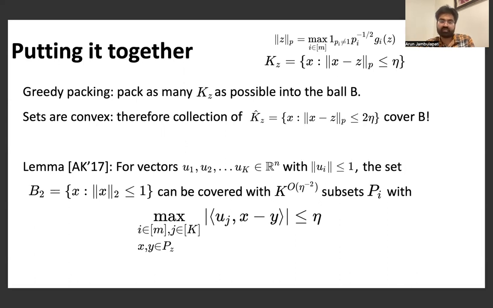Our main workhorse lemma for proving bounds on the number of sets in a greedy packing, and therefore a greedy covering, is this lemma from Alon and Klartag from 2017, which says that given some vectors in R^n which have unit norm, we can cover the unit Euclidean ball with some number of subsets p sub i, where every subset p sub i has small inner product radius with respect to any u sub j. So how do we use this? We observe that each g sub i that we have is actually a maximum over linear functions. Each g sub i is like internally the maximum over a subset of rows inside the original hypergraph.